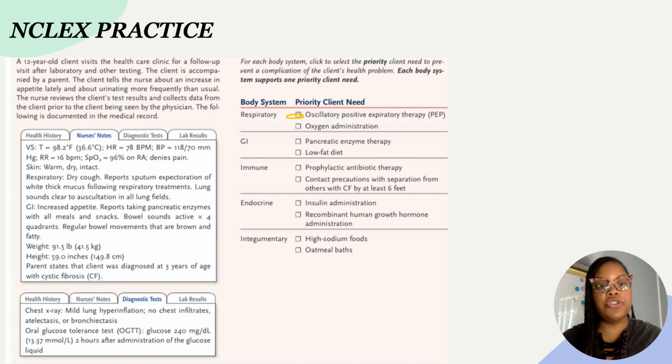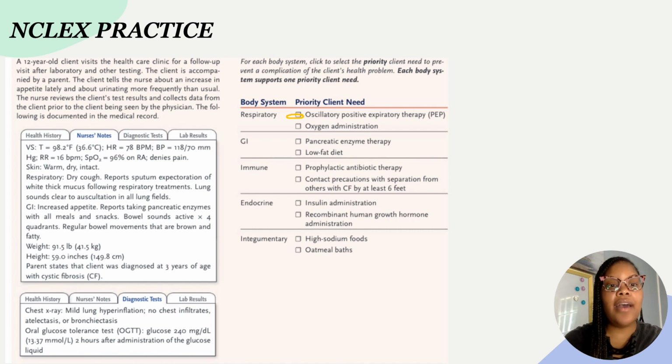So let's talk about GI. GI says that the patient has an increased appetite. So let's pause for a second. Do you see how I take the body system and then go back to the information that the nurse's note gave me? That's what you need to do. So the priority is based upon this patient's scenario. It is not saying what is in general. If you would do cystic fibrosis in general, it's not asking you that. It's saying the priority client need, not the priority in cystic fibrosis, but the priority in this client with cystic fibrosis. Do we got that part?